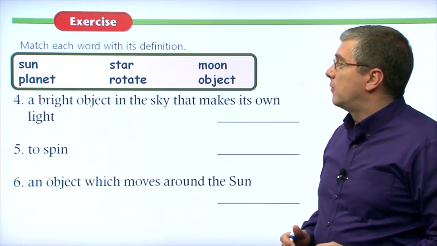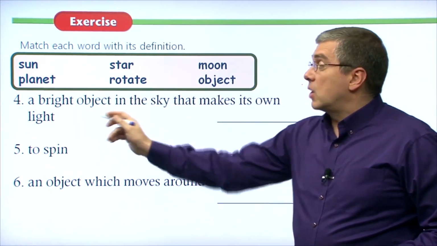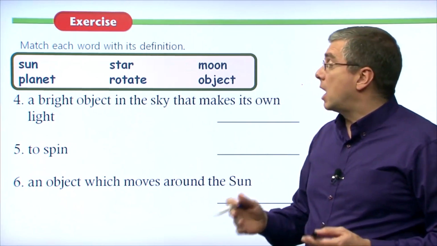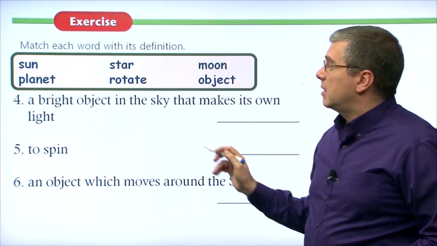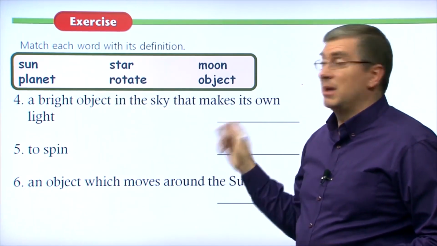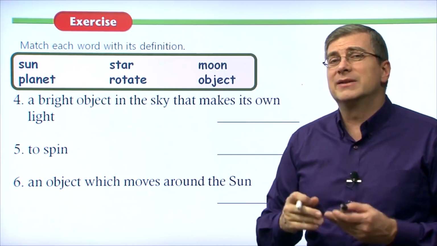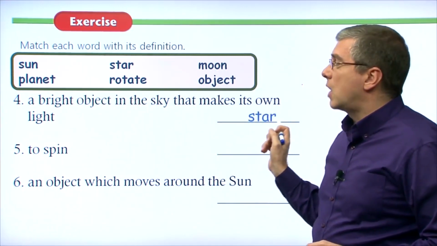Okay, moving on to number 4. A bright object in the sky that makes its own light. So a bright object in the sky, it makes its own light. What can we say about that? The sun? Well, actually, the sun is a bright object in the sky that makes its own light. True. But what is the sun a type of? The sun is a type of star.